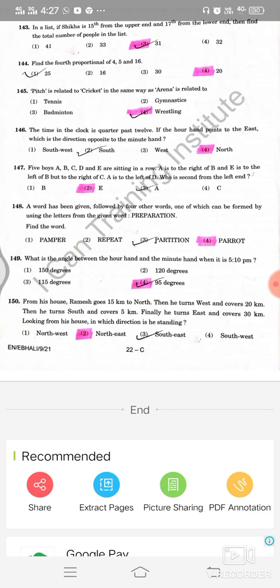Question number 49. What is the angle between the hour hand and the minute hand when it is 5:10 p.m.? And the answer is option number 4.